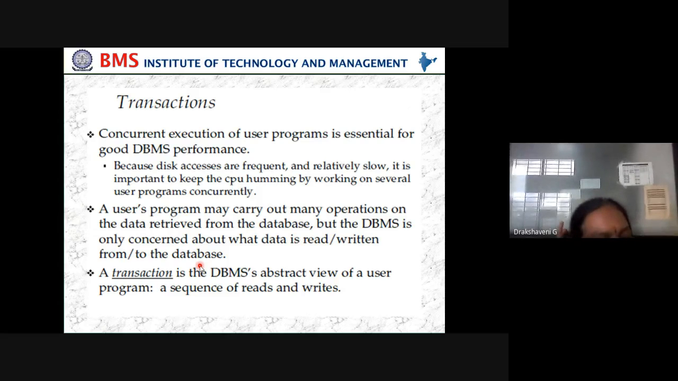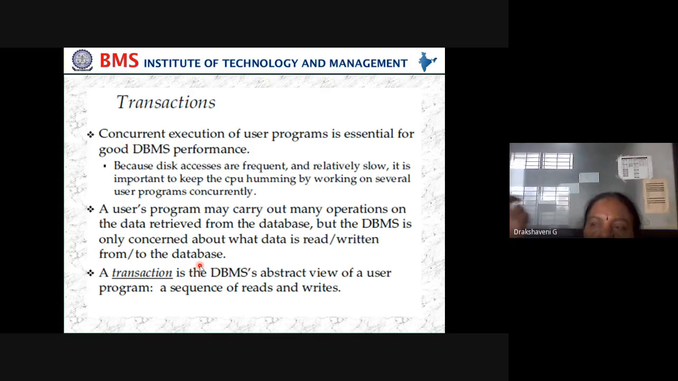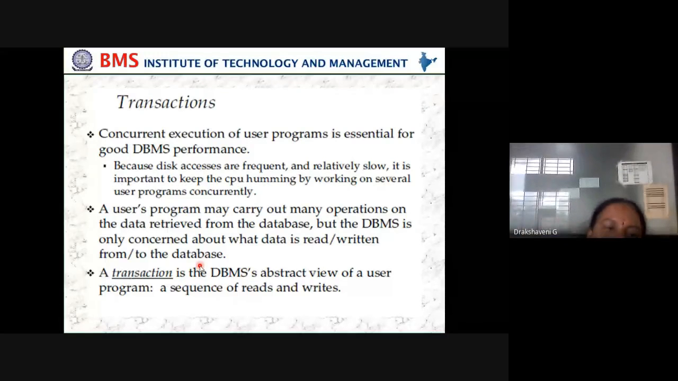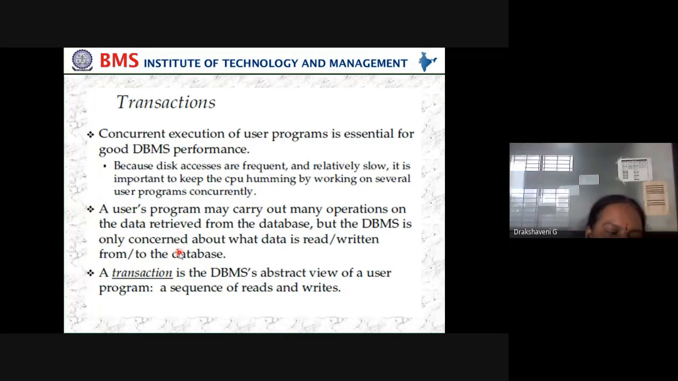That's where you are reading, whether you are writing into the cache memory or whether you are writing to the hard disk, whether you are writing to the main memory, or you are fetching the data from the main memory or hard disk. So that's what here, from and to.